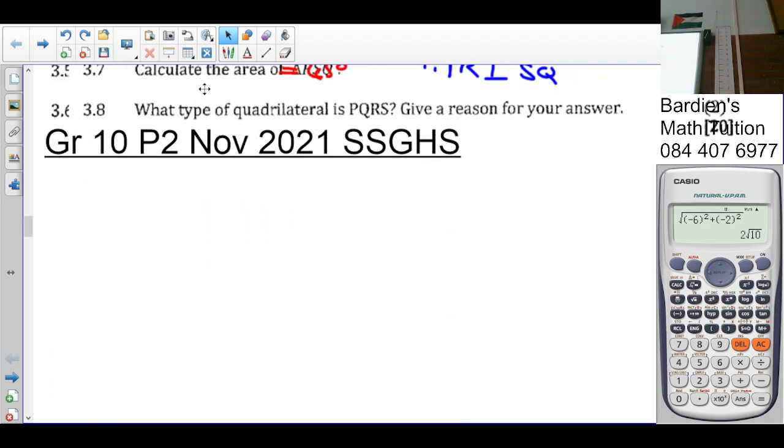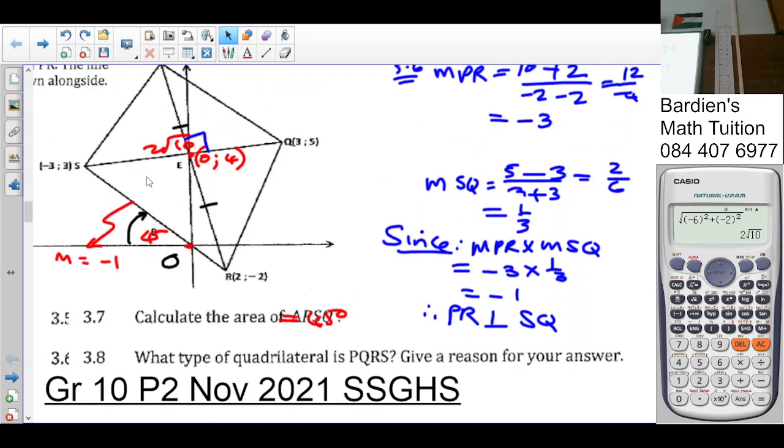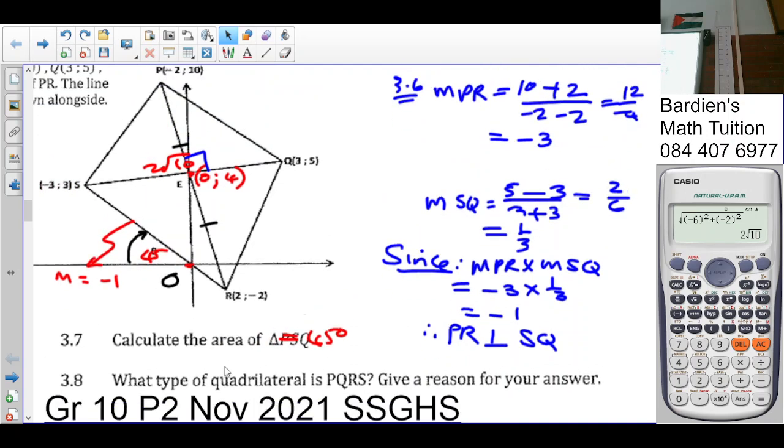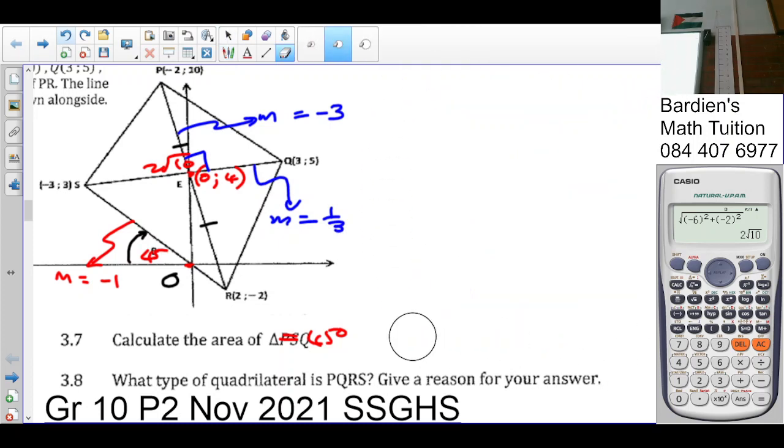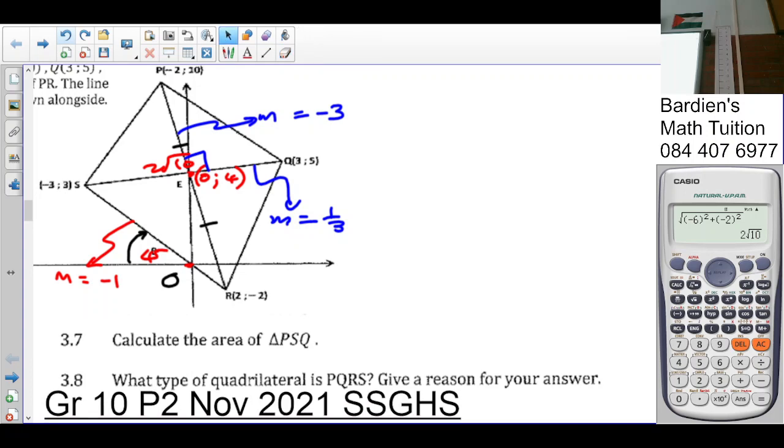Then in the next question we are asked, so now write these gradients in here, we might need it. So this gradient is negative 3, and that gradient is a third. Okay. So now we are asked in 3.7, calculate the area of triangle PSQ.